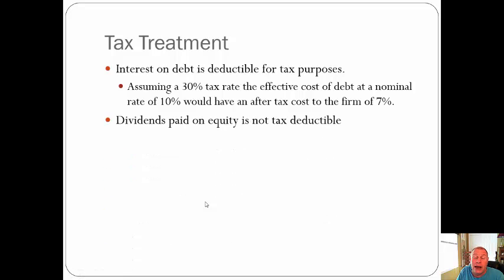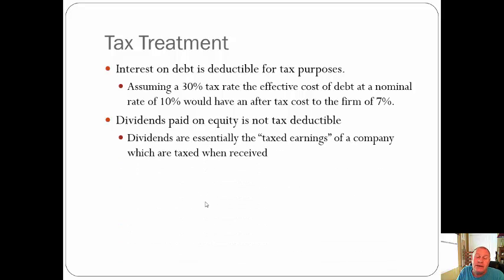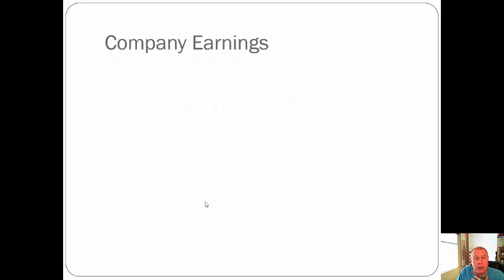Dividends paid on equity, whether that be preferred or common, is not tax deductible. So what you're paying out doesn't have a tax benefit. Dividends are essentially the taxed earnings of a company when they are received, so they're essentially taxed twice.